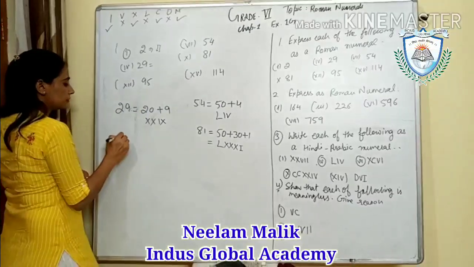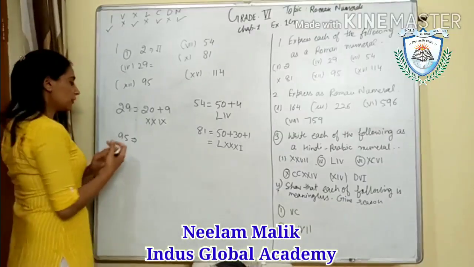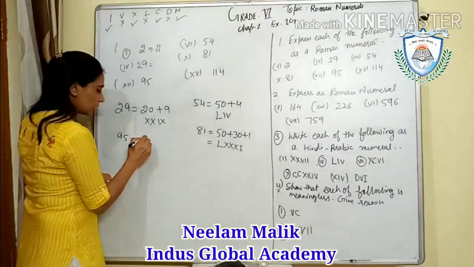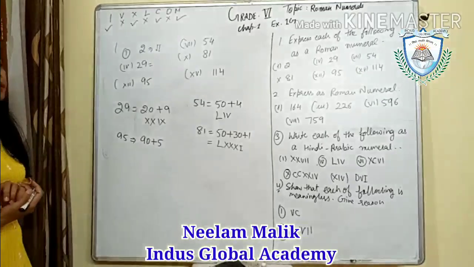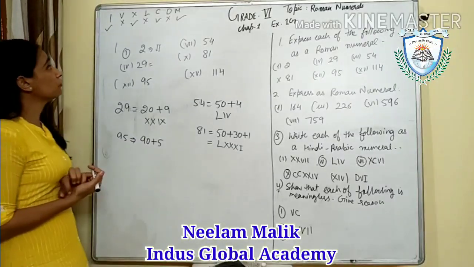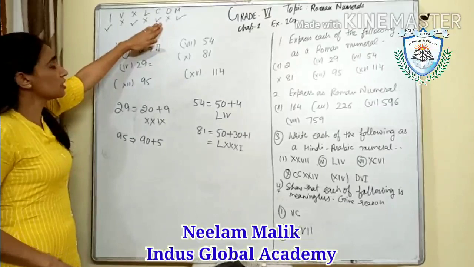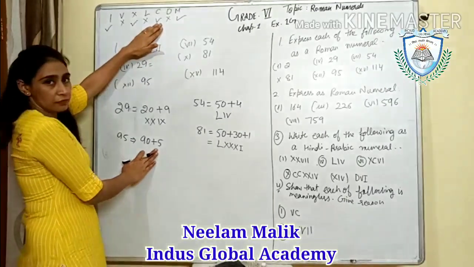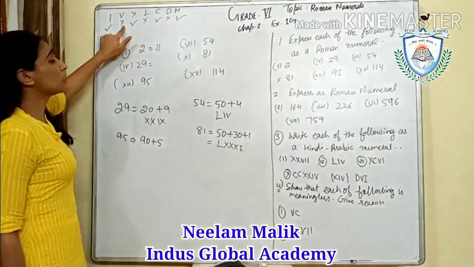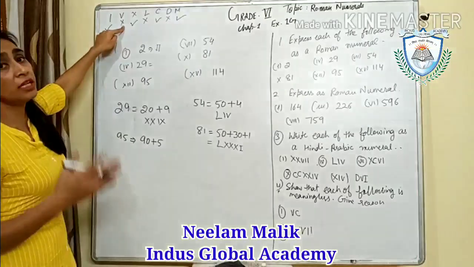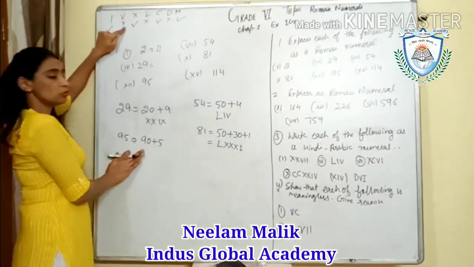Here is 95. 95, you can say 90 plus 5. Why are we not using 100 minus 5 here? What is our 100? Our 100 is C. If you use 100 minus 5, 5 means V, and we cannot use V on the left hand side. So that's why we will not use 100 minus 5 here. We will use 90 plus 5.